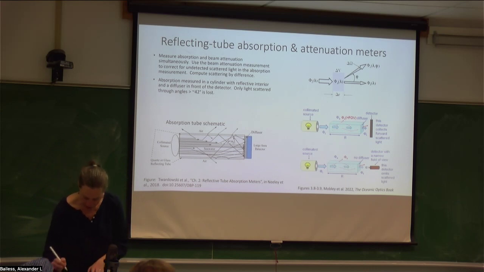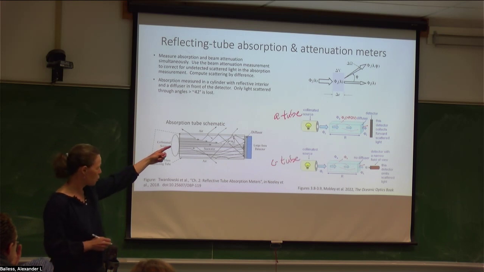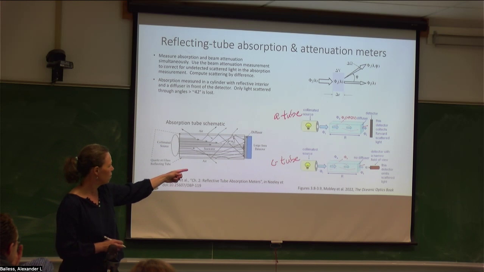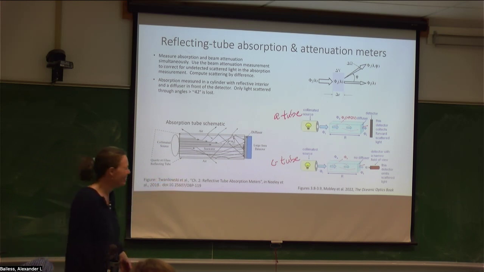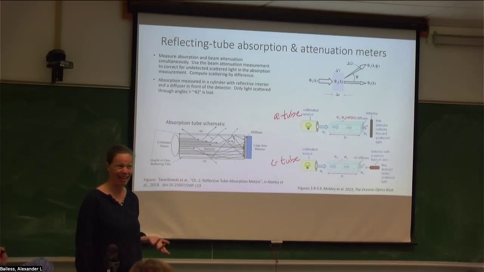So the schematic on the right hand side, the middle one, this is what we call the A tube, and the lower one is the C tube, right? A for absorption and C for beam attenuation. I don't know why B is scattering either, but yeah.